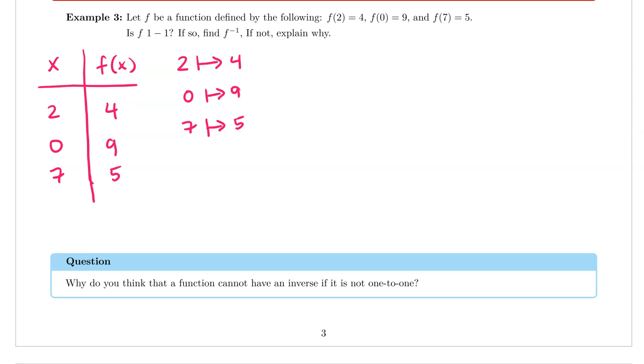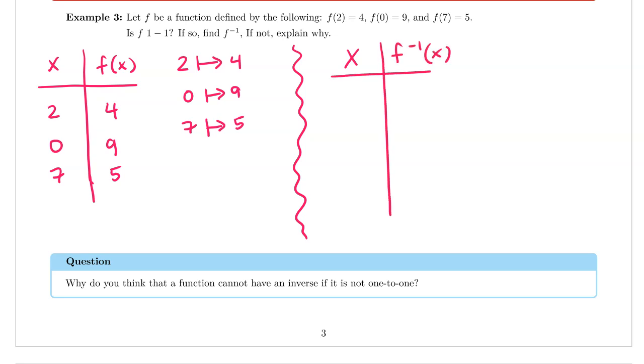So there's a few different ways that we can define this. If I wanted to make a table, I could say x, and then f inverse of x. Now we're taking all of the output values and mapping them backwards, basically. For example, if I plugged in 5 into my inverse function, that would map to 7. If I plugged in 9, that would map to 0. And if I plugged in 4, that would map to 2.